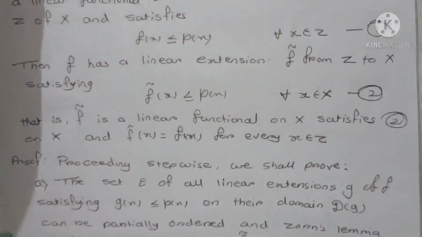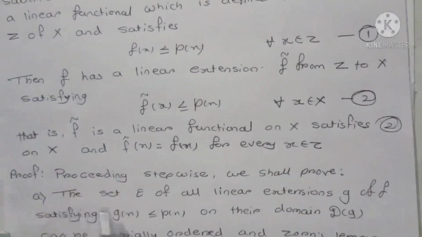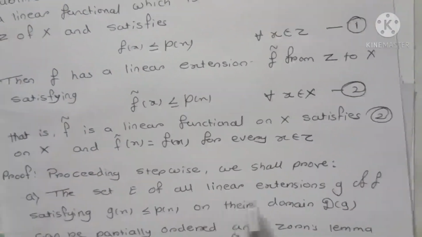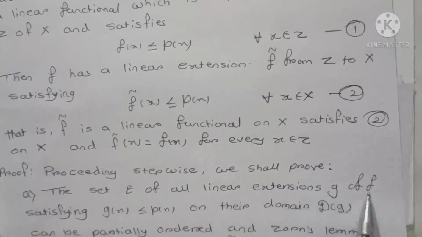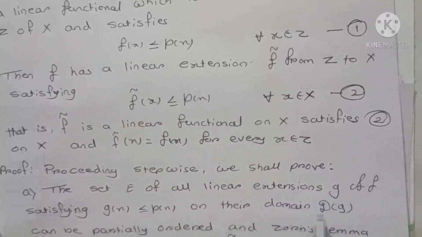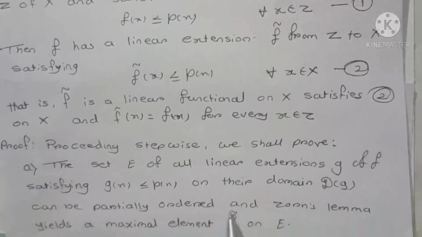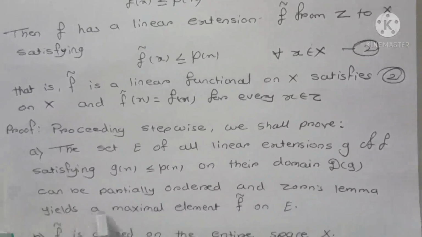So the first step is: the set capital E of all linear extensions g of f satisfying the condition g of x less than or equal to p of x on their domain D of g can be partially ordered, and Zorn's lemma yields a maximal element f tilde of capital E. That is the first step.